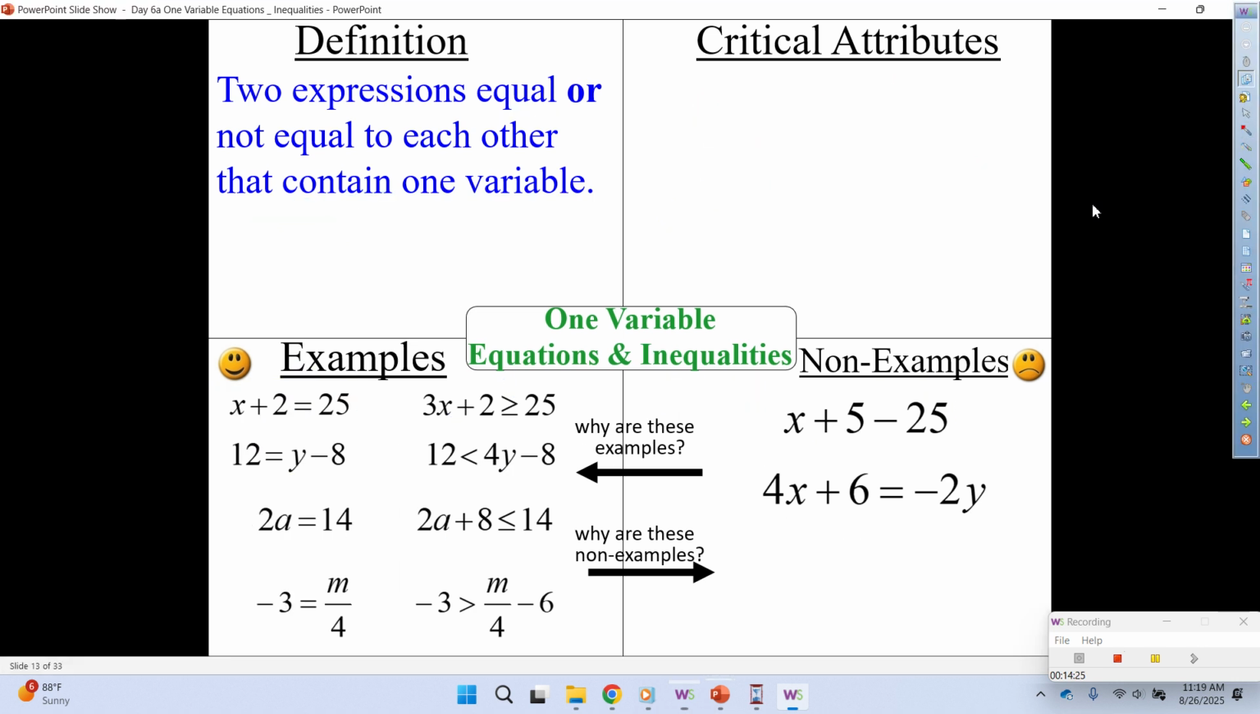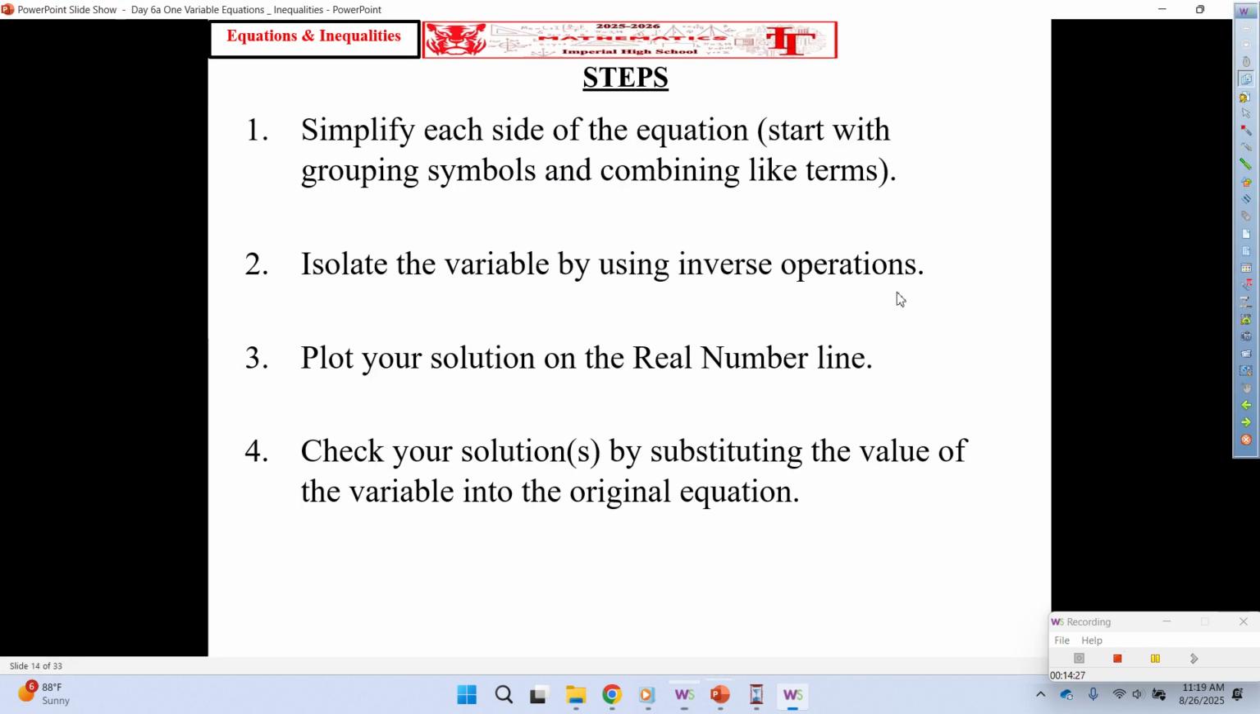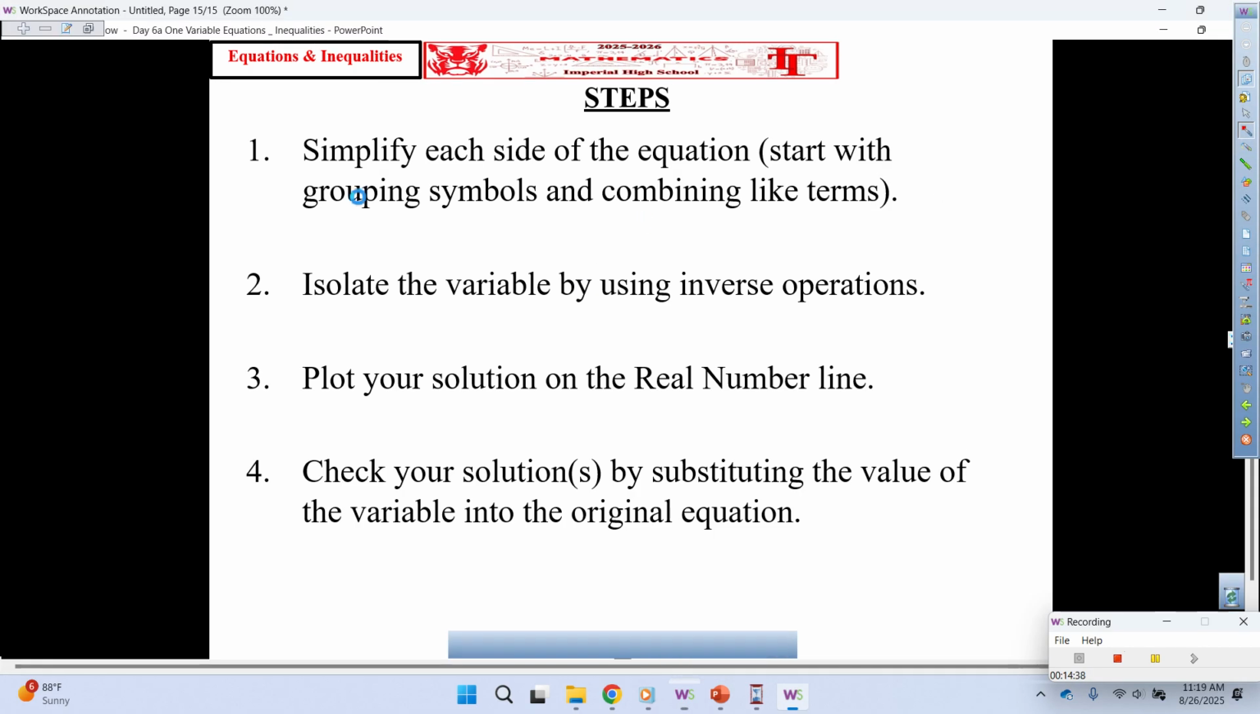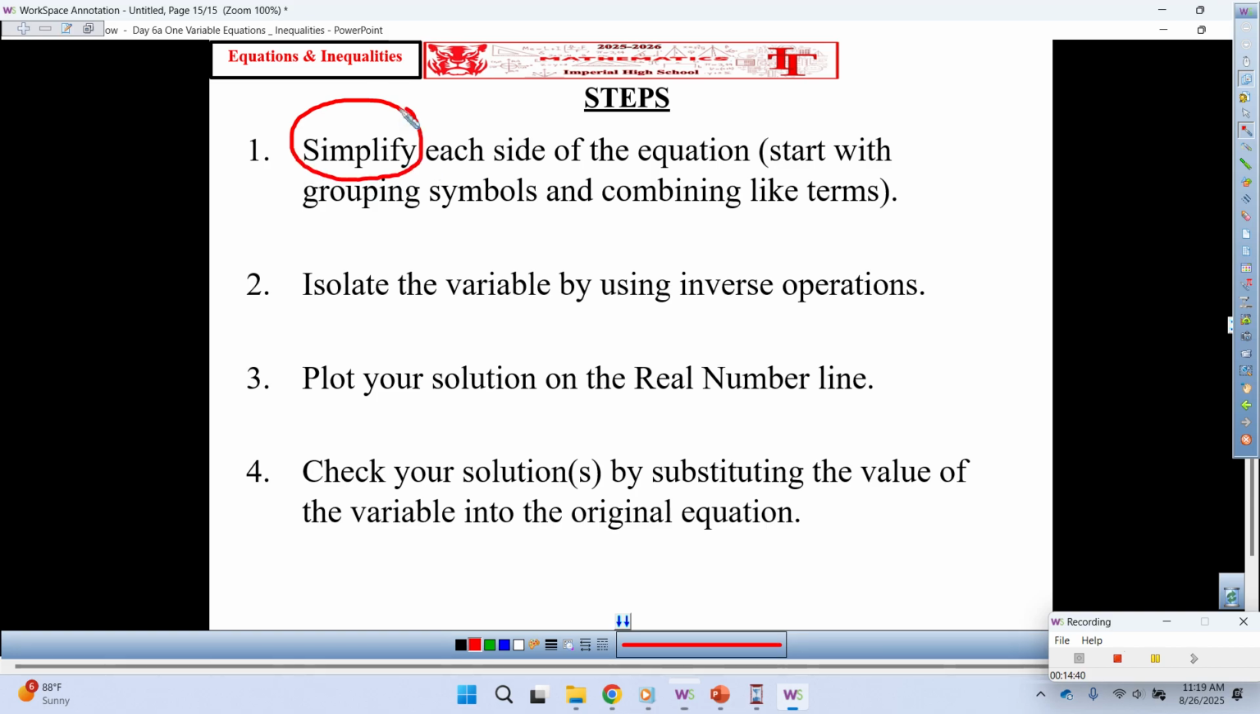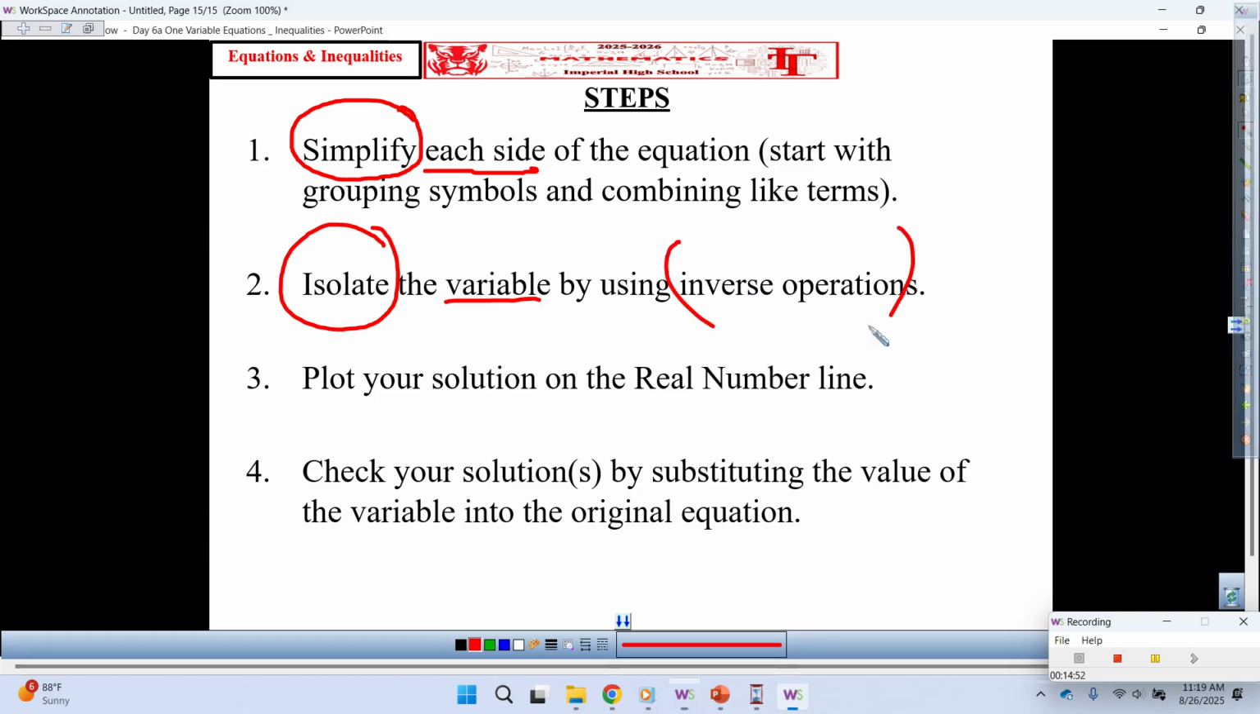All right. So, steps that we're going to do today. We're going to solve equations and inequalities, but I like to break it down into two steps. Look up, please. The first step, I want to simplify each side of the equation or inequality as much as we can. And then from there, we're going to isolate the variable. That means leave the variable by itself. And what do we use? Inverse operations, yes?